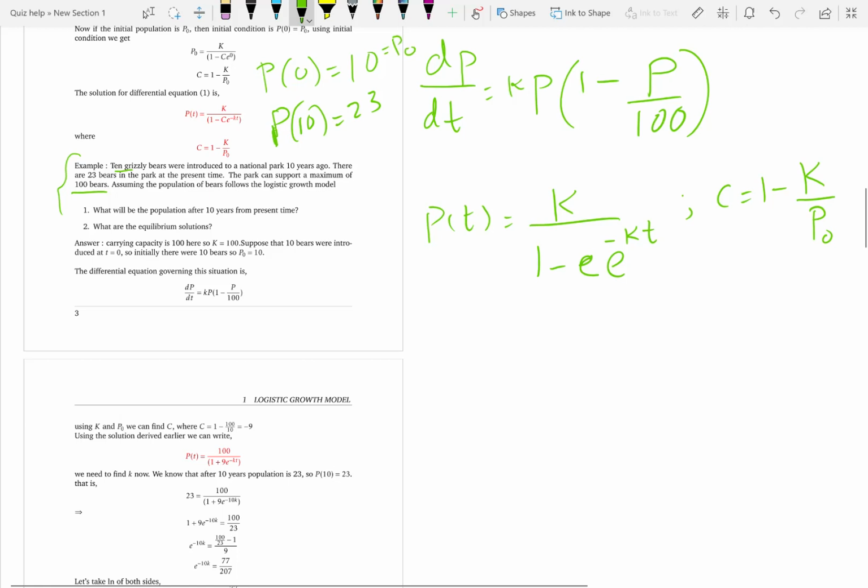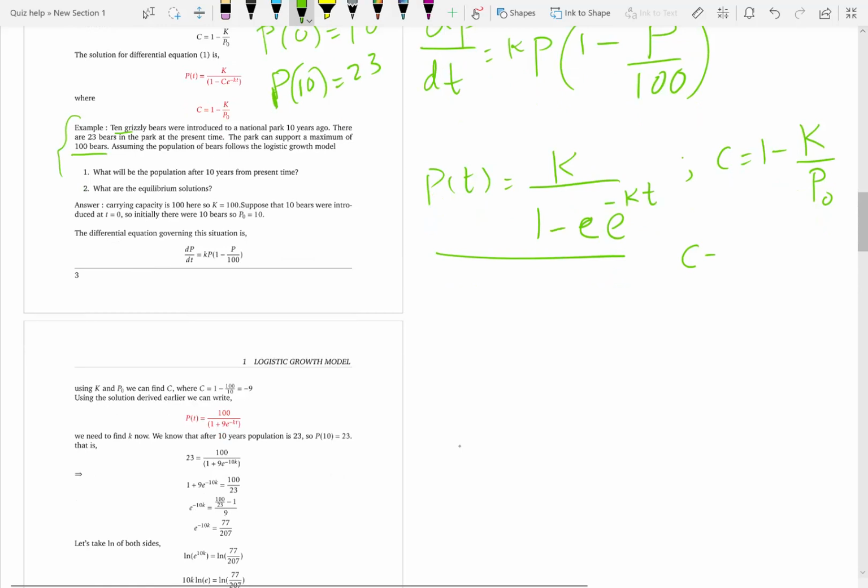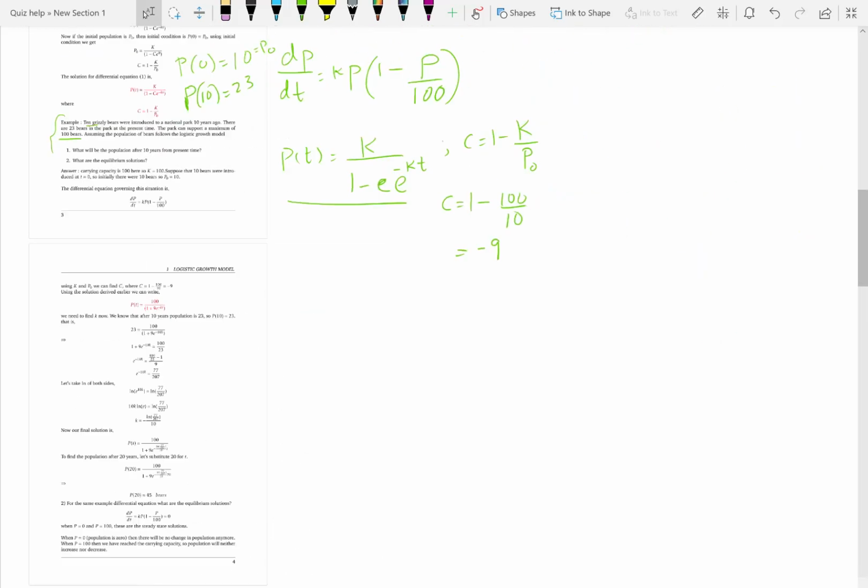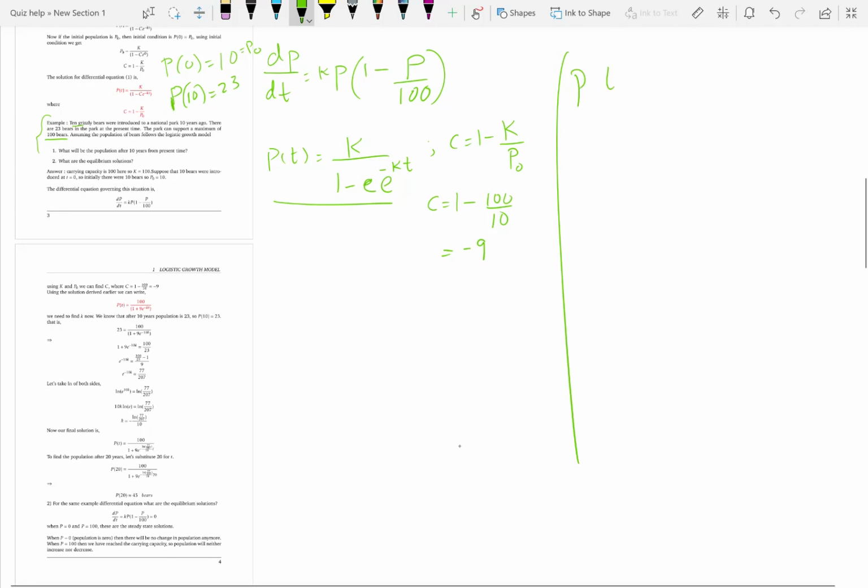So to solve this differential equation, we know capital K and P naught, so we know the solution which we derived in the previous video. We can find the constant C from the integration. It's 1 minus carrying capacity over initial population. So 100 over 10 is 10, and 1 minus 10 is negative 9. So we can rewrite the solution as P(t) equals 100 over 1 plus 9 e to the negative kt. So this is the solution.